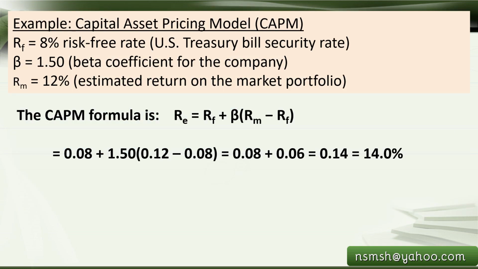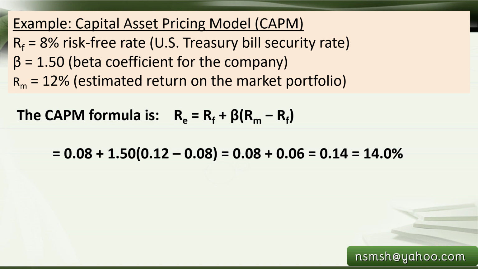Okay, capital asset pricing model question. For example, the RF stands for risk-free rate of return. So 8% is the risk-free rate of return, maybe a US Treasury bill kind of security rate. And the beta value is given as 1.50, that is the beta coefficient for the company. And the estimated return on the market portfolio is given by RM, so that is 12%. So with these, we can calculate the CAPM formula.